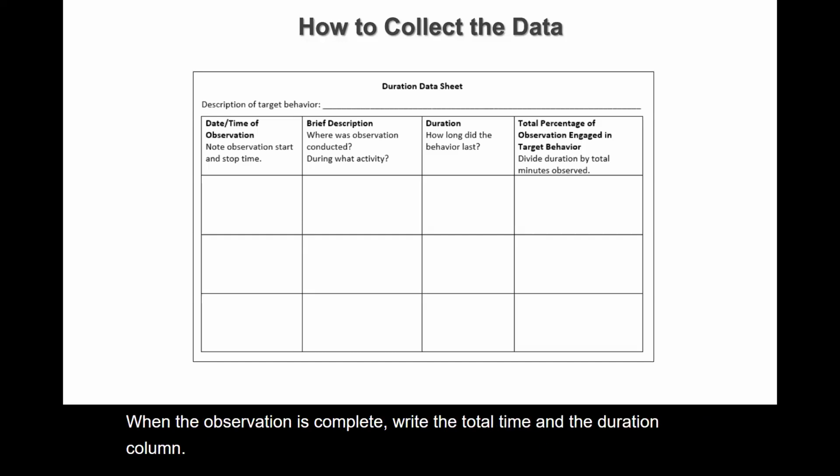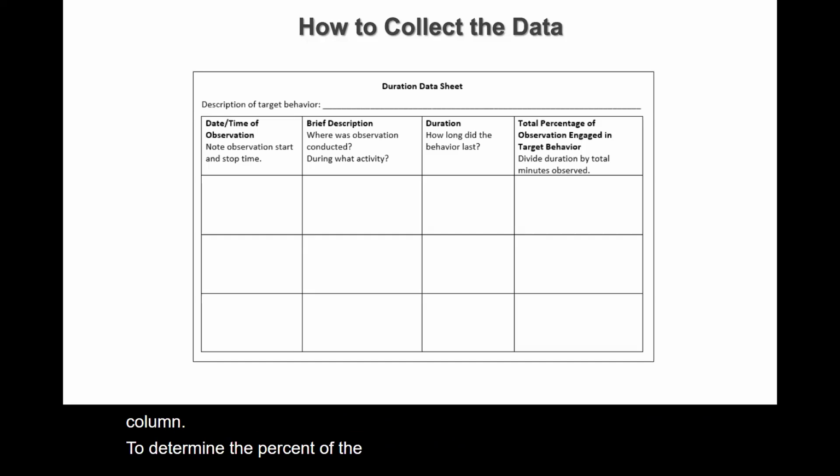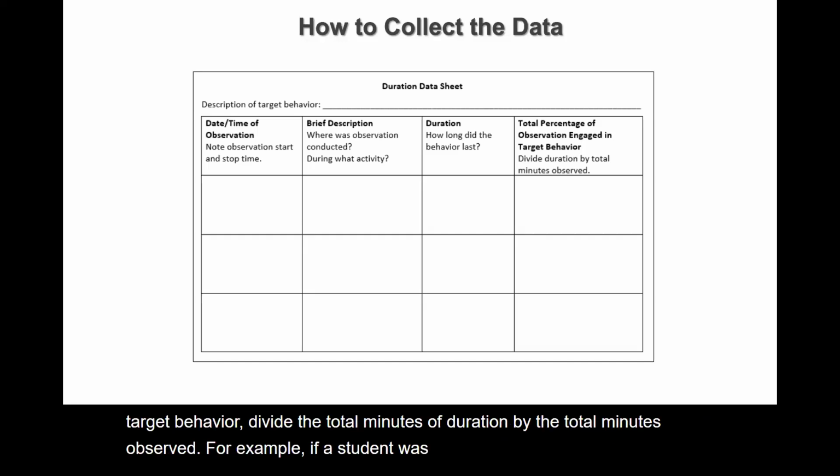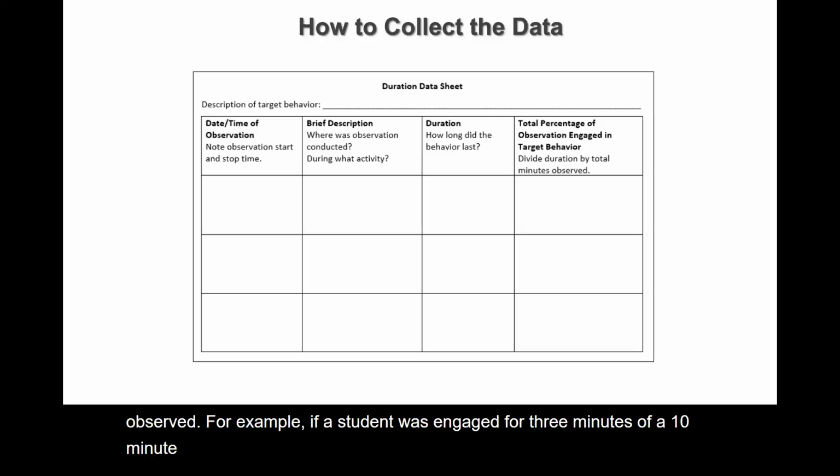To determine the percent of the observation the student was engaged in the target behavior, divide the total minutes of duration by the total minutes observed. For example, if a student was engaged for 3 minutes of a 10-minute observation, you would write that the student was engaged for 30% of the observation.